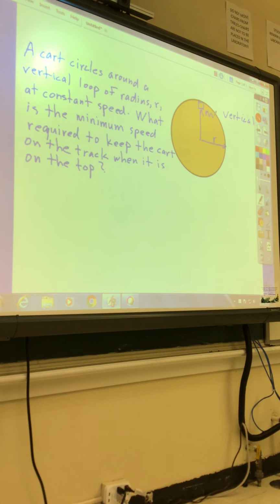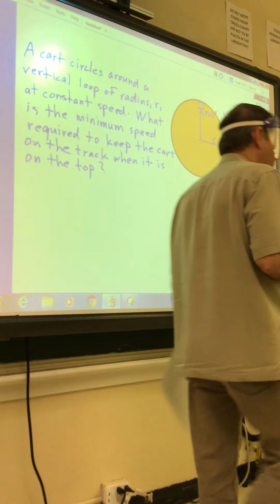Now, you want to determine the minimum speed such that when it reaches up there, it's not going to fall, but it's at the verge of falling. It's almost going to fall, but it doesn't. Make sense? So one of those force vectors is going to have to be set equal to 0. That will define the cart almost falling down, but not quite falling down. Okay, start to work with that and see what you can do with it.